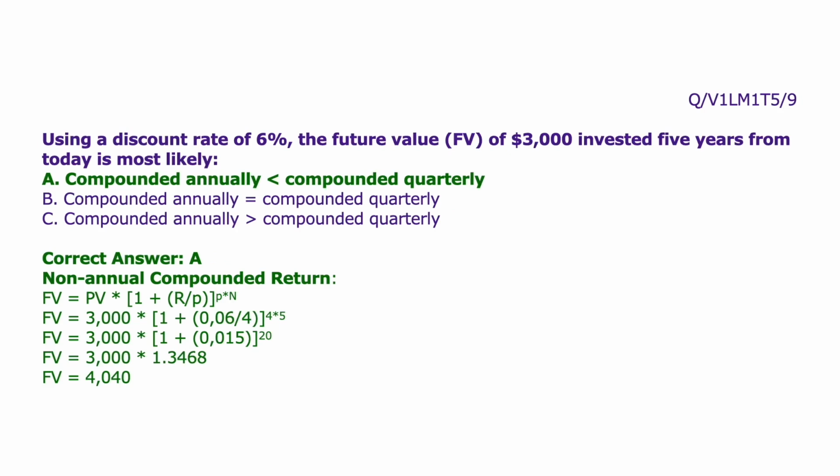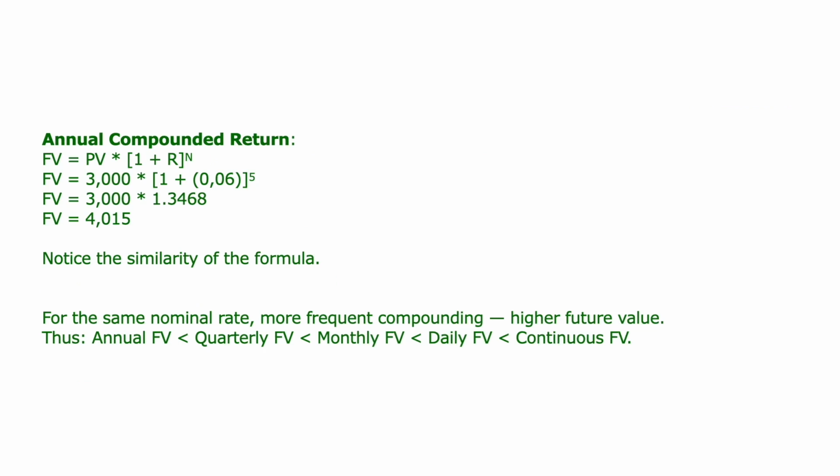More frequent compounding, such as quarterly versus annually, gives a slightly higher future value. That's because interest is added more often, so it grows faster. Therefore, future value with quarterly compounding is greater than future value with annual compounding.